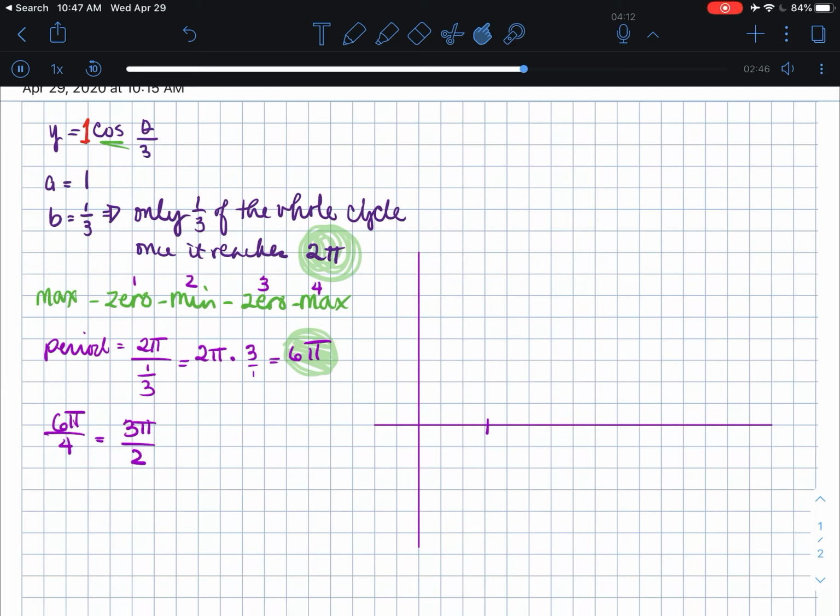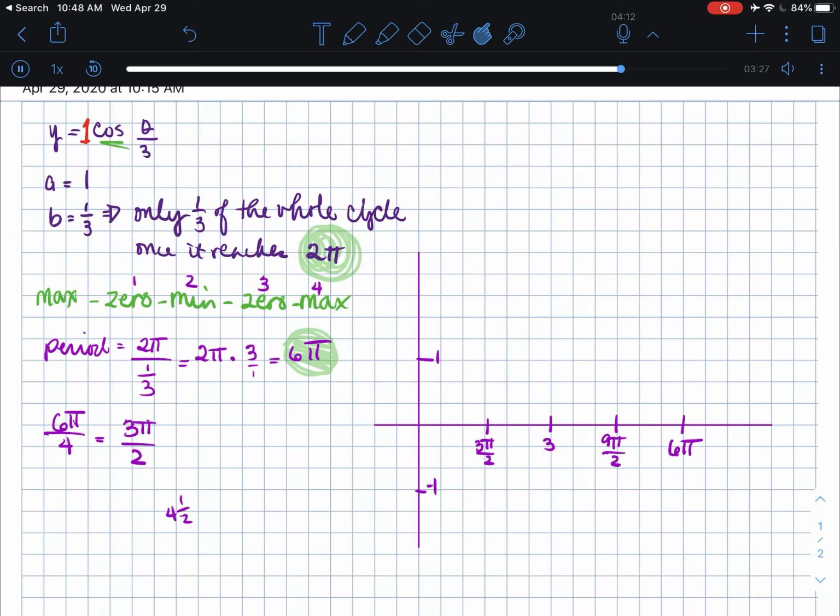We have this interval: 1, 2, 3. This is a 1, this is a -1. This will be 3 pi over 2, and this will be a 3. This will be, I'm not sure, hold on, let's see, 4.5. That is 9 pi over 2, and the last one will be 6 pi. So I am ready to graph my function.